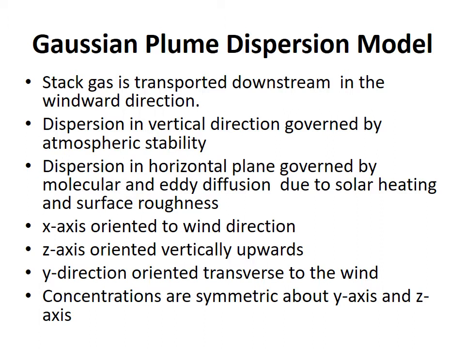The x-axis is oriented to the wind direction. The z-axis is oriented vertically upwards and the y direction is oriented transverse to the wind, that is in the crosswind direction. Concentrations are symmetric about the y-axis and z-axis, that is, towards either side of the y-axis or either side of the z-axis, the concentration of the pollutant will remain the same or symmetric.